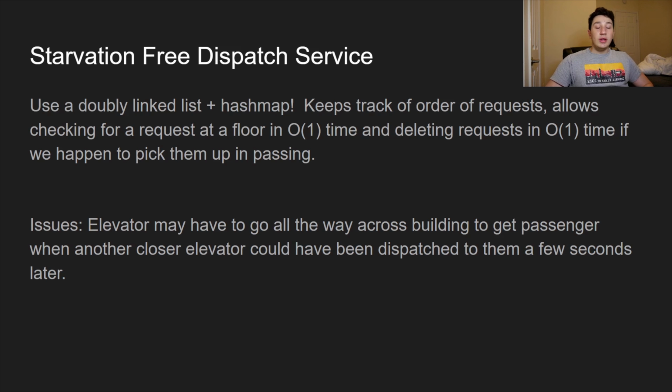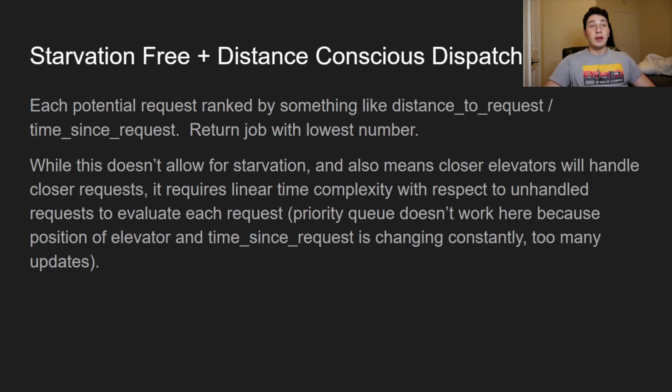It would be better if we could somehow take into account not only the time that a request has been waiting, but also the distance that the elevator has to travel to service it, so that we both don't have starvation, but also minimize distance traveled by an elevator. This would be something like a starvation-free and distance-conscious dispatch service. That is a lot to say. But the general point is we would just create some sort of metric that takes into account both distance to the actual request from the elevator's current location and also the time since each request. And this is really great. It should minimize the amount of distance traveled while also not starving jobs.